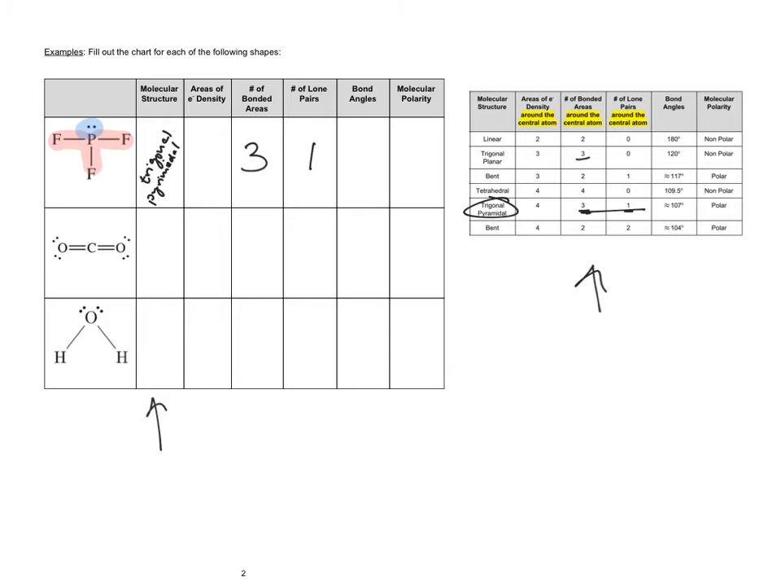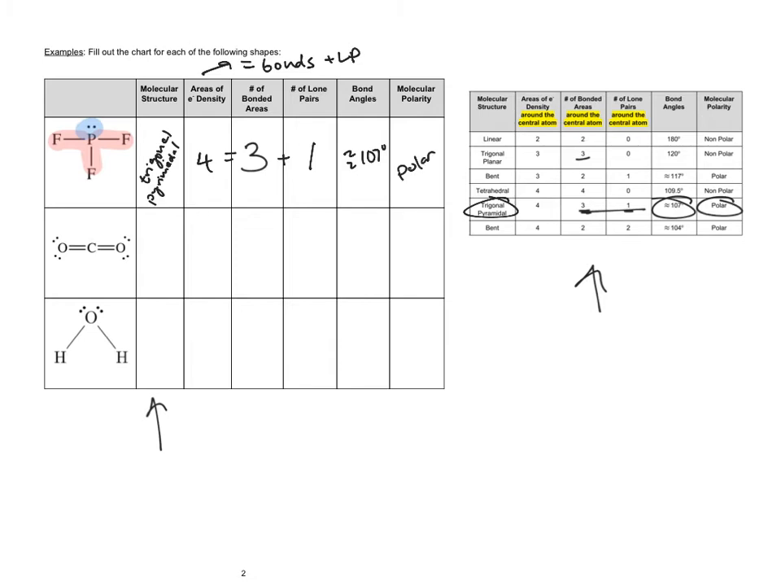The number of areas of electron density is equal to bonds plus lone pairs. So 3 plus 1 equals 4. The bond angles come from this chart. For trigonal pyramidal, it's approximately 107 degrees. And the molecular polarity is polar.